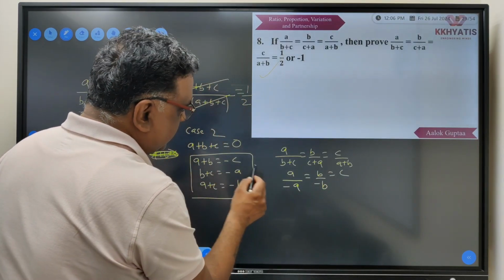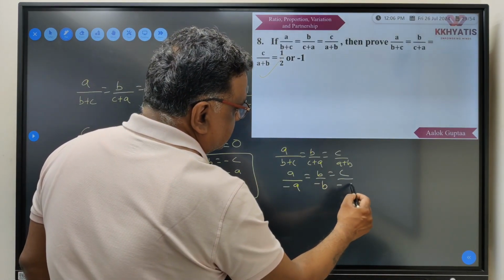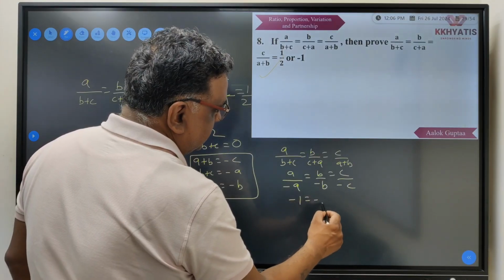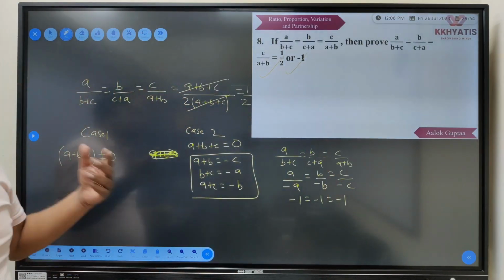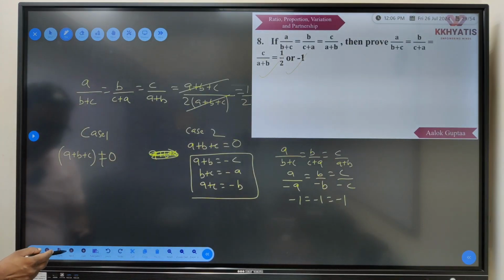Instead of a plus b, I can write it as minus c. So minus 1 equals minus 1. Each of these ratios became minus 1 in the second case. So hence we have proven it. Okay, next.